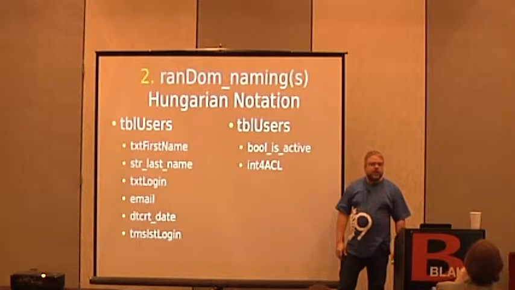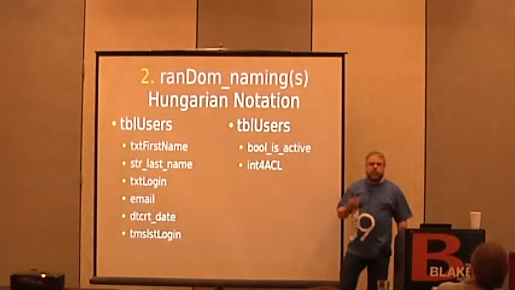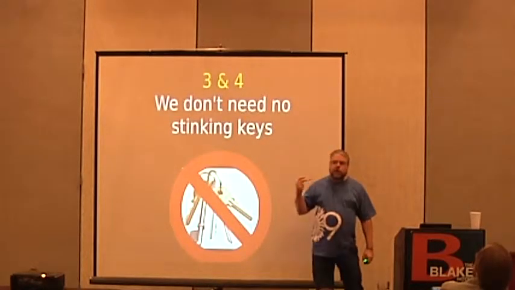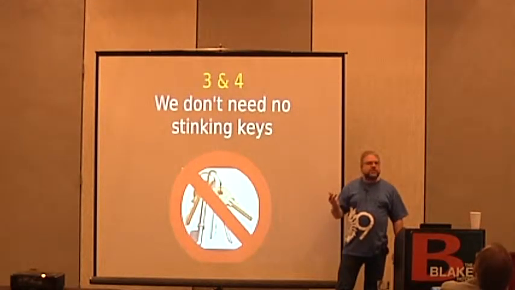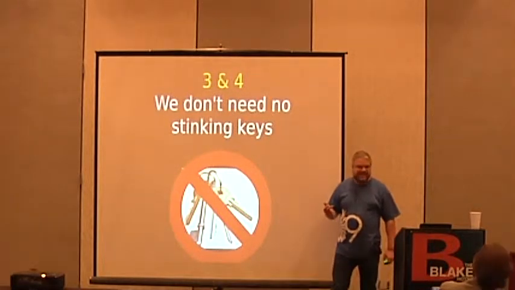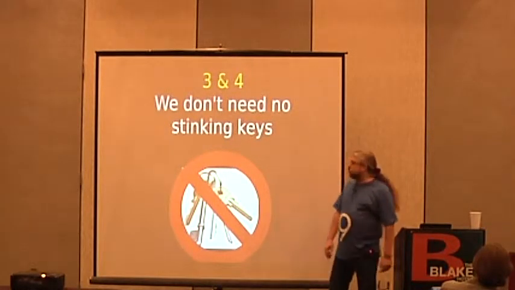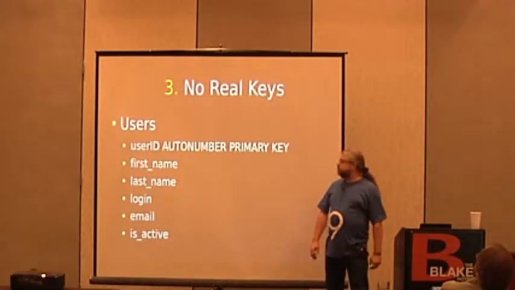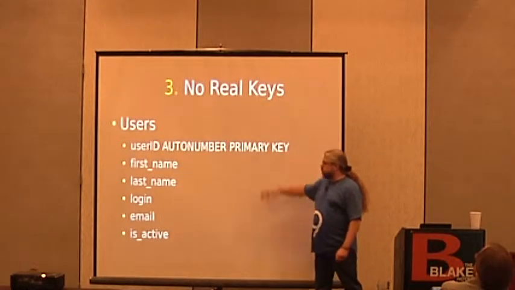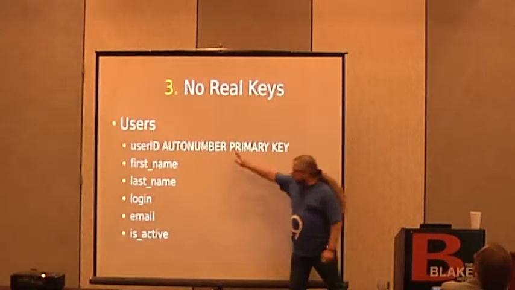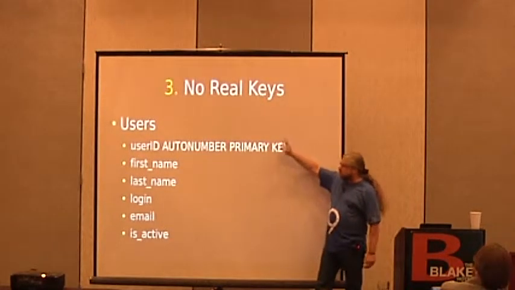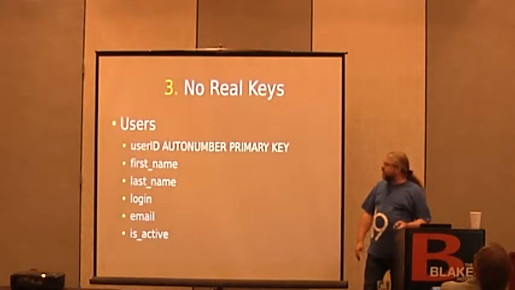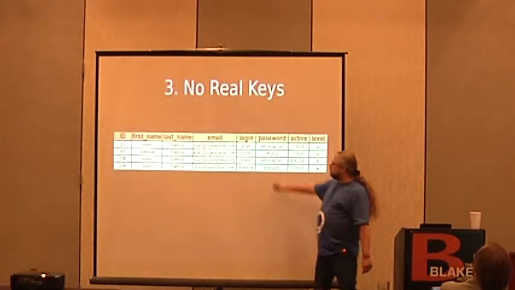So techniques 3 and 4 are sort of a pair. These go together under the title, "We Don't Need No Stinking Keys." The first one is, first of all, your table should have no real keys, just an auto number. Everything else should be completely unsorted, because you don't really want an authenticating key. And that way, you can get fun stuff like this.